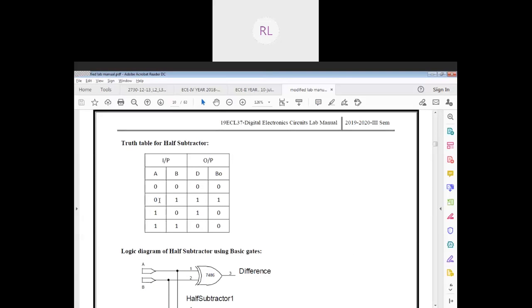A XORed with B, so it has the same one. The only change that is going to happen is with the carry and borrow. What was our equation for carry there?